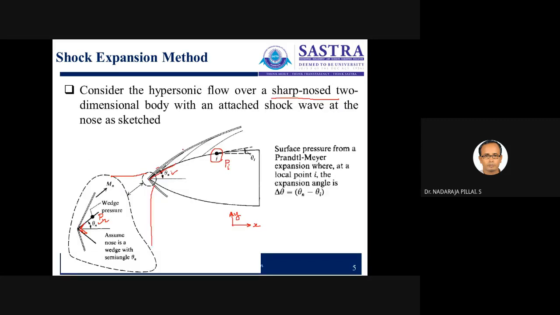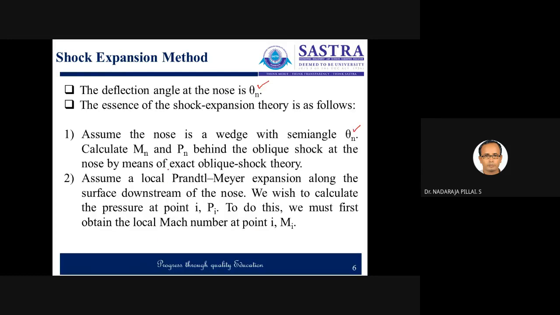Because you know that here you have a free stream Mach number M infinity, and we know the theta n, and I assume that this is a wedge angle theta n. Then I can calculate the Mn, which is the Mach number behind the oblique shock, and Pn is the pressure behind the oblique shock. If we know the Pn, we can calculate Cpn, right, the coefficient of pressure.